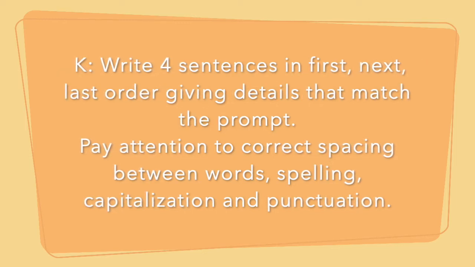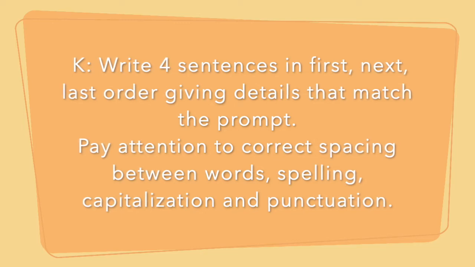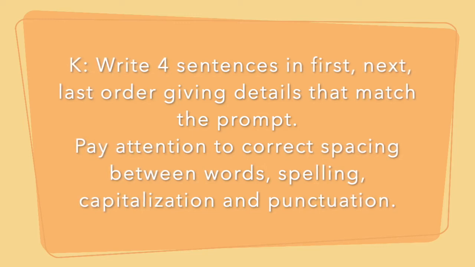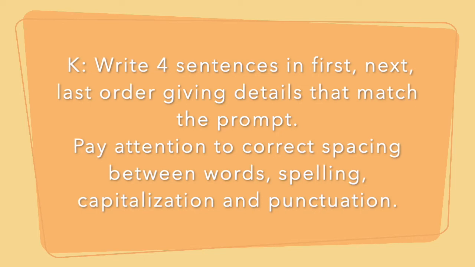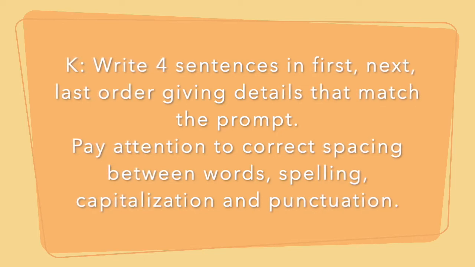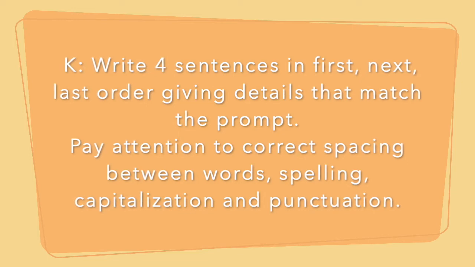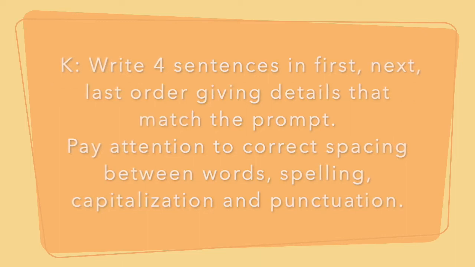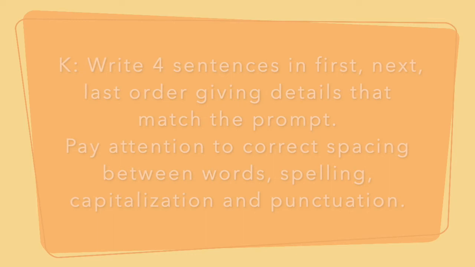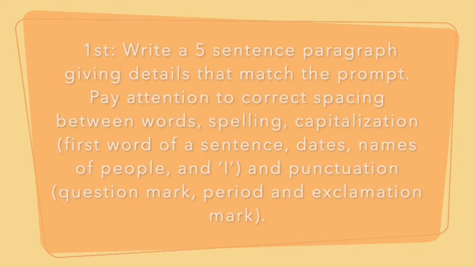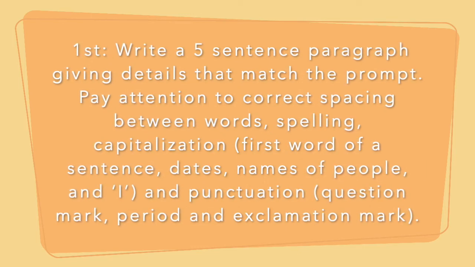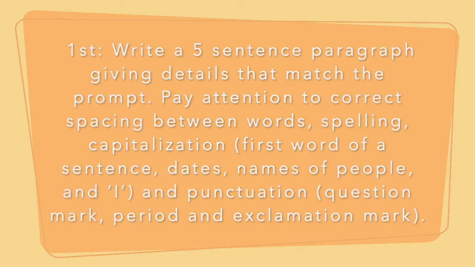As always, scholars, we're paying attention to punctuation, making sure that we use exclamation marks, periods, and question marks. We're paying attention to capitalization, making sure that the first letter in the sentence is correctly capitalized, that the word I is capitalized, and that people's names are always capitalized. We're also making sure that we have one finger of space in between words. And lastly, we're making sure that everything is spelled correctly. Now, first grade, you're going to be doing the same thing, but you're going to be writing a 5-sentence paragraph about the prompt that I give you, given the same criteria.